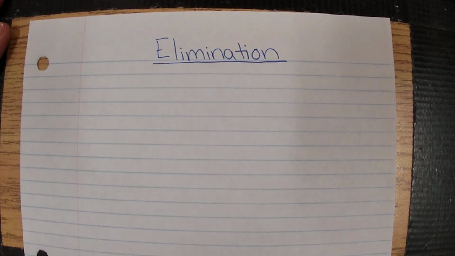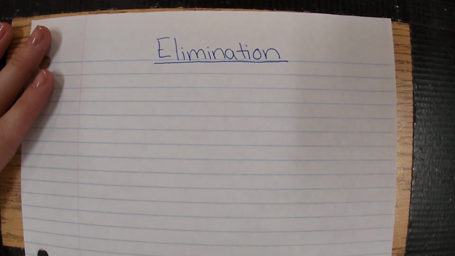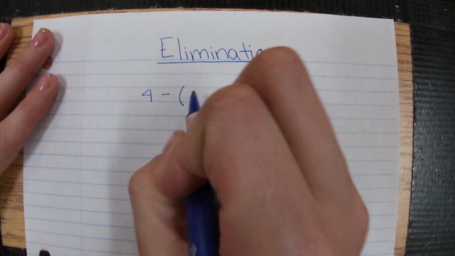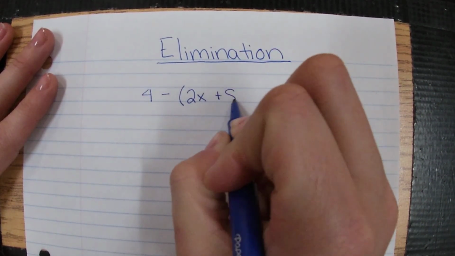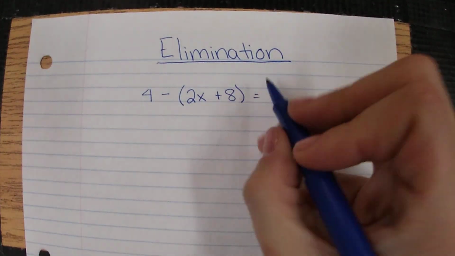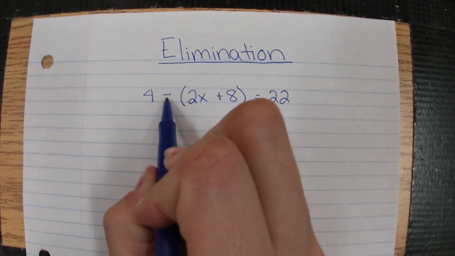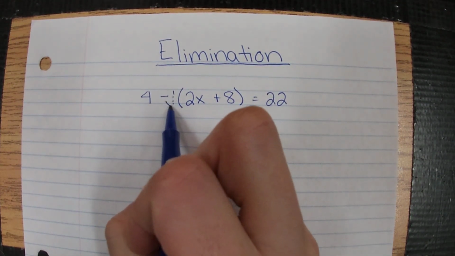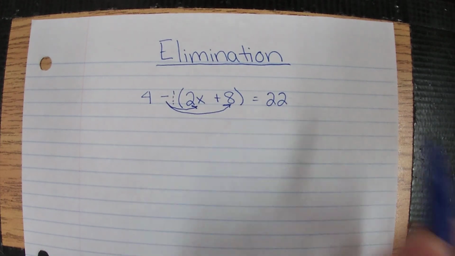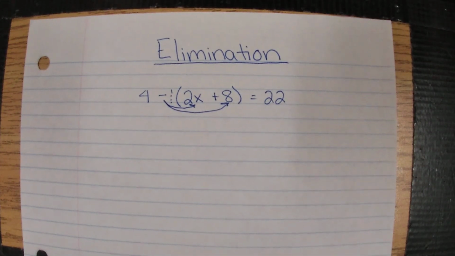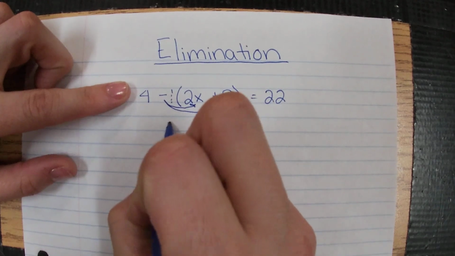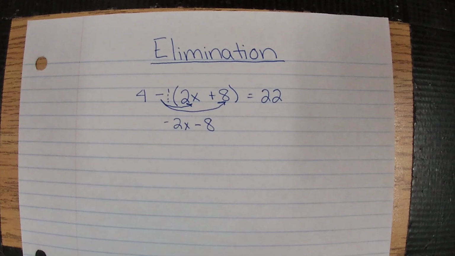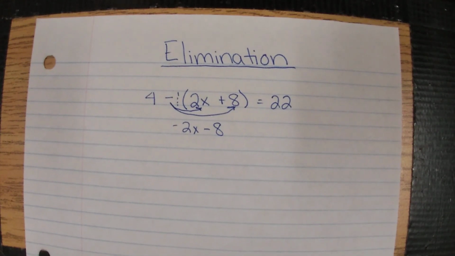When we are talking about subtracting multiple things, maybe I have 4 minus (2x plus 8) equals something. We've looked at this in an equation. We've talked about the fact that this is really a -1 sitting here, and we can take this -1 and distribute it to everything inside those parentheses. So this becomes a -2x and a -8, or a -2x and a -8. We can read it either way.